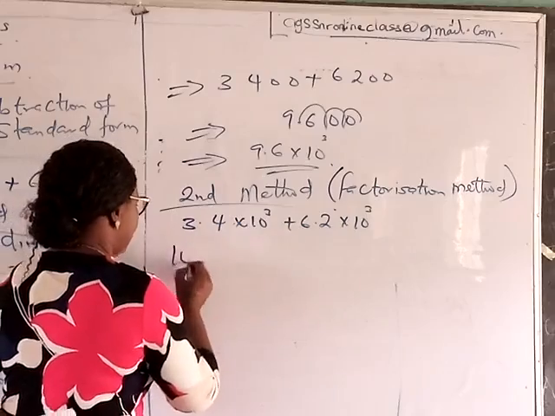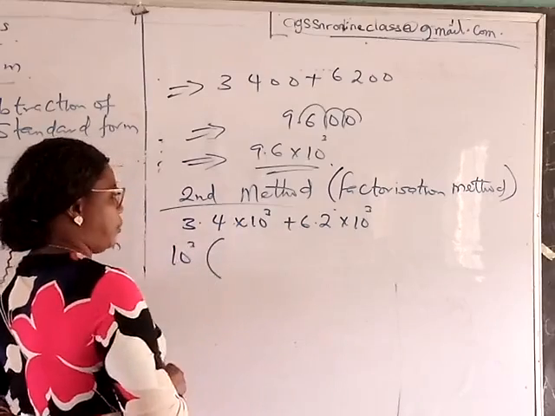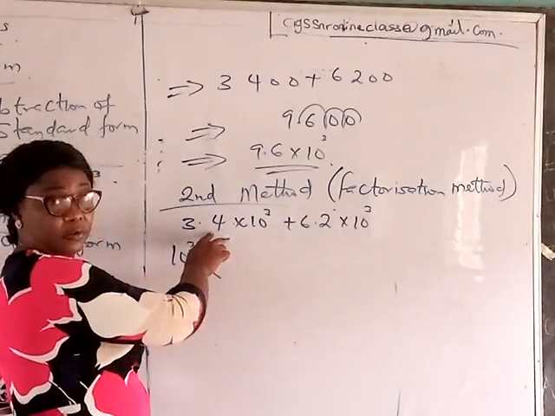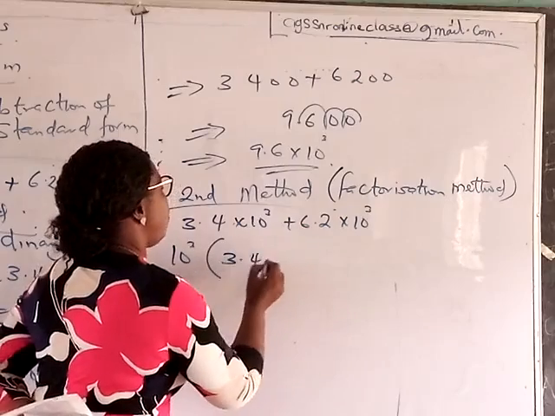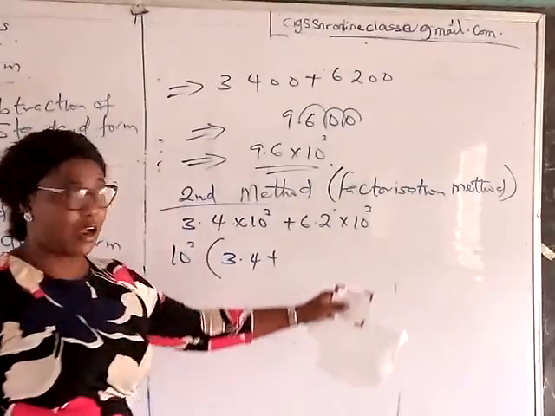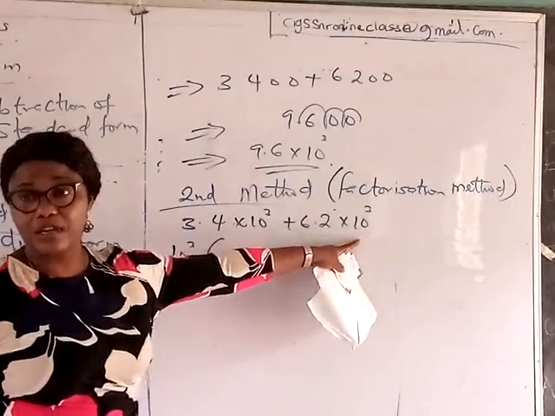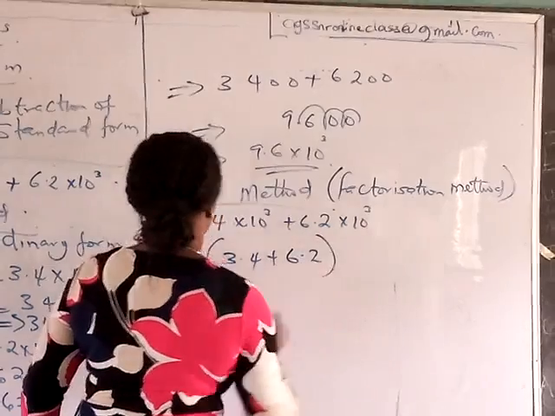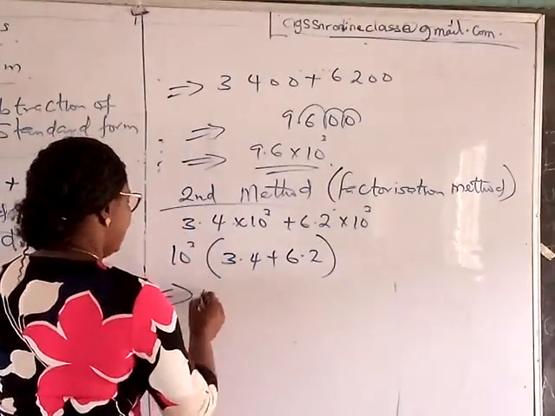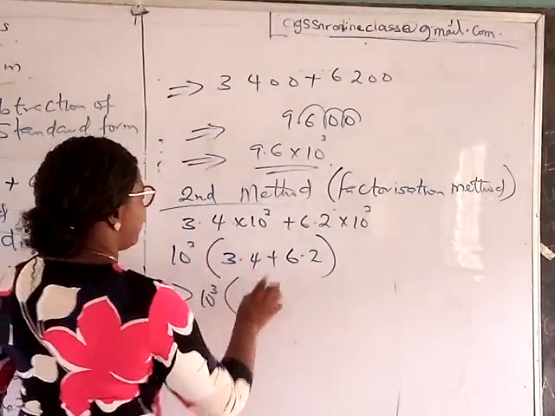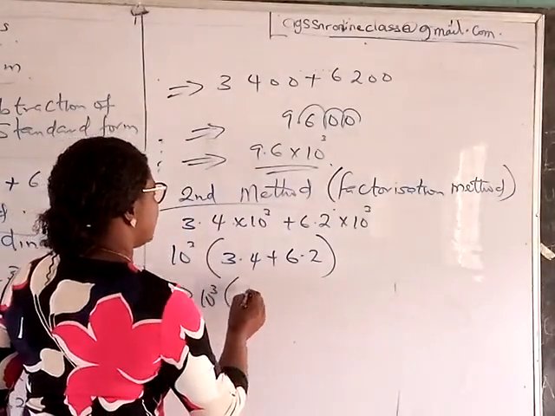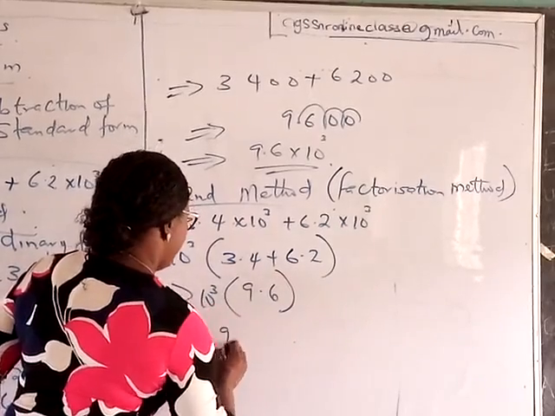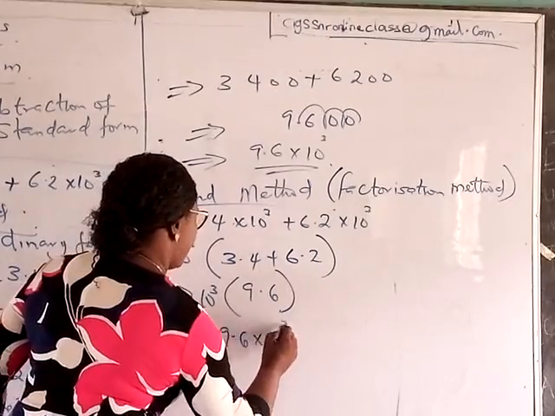So, we have 10 raised to the power 3, open a bracket. On this side, we are left with 3.4. So, 3.4 plus, also on this side, you can remember, we are taking out 10 raised to the power 3. So we are left with 6.2. And that leaves us with 3.4 plus 6.2 will give us 9.6. So eventually we have 9.6 times 10 raised to the power 3.